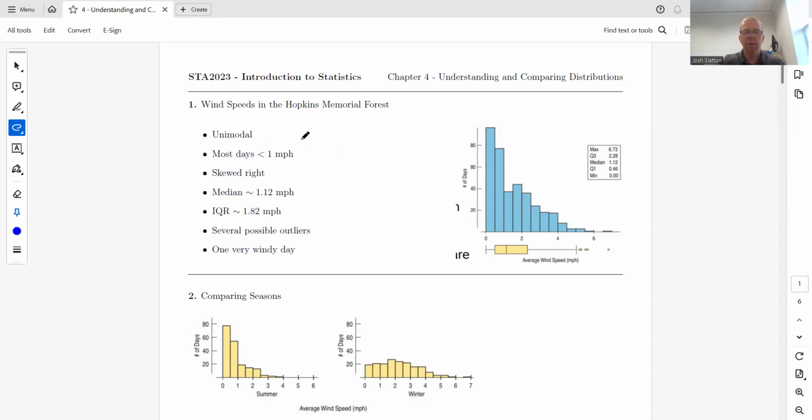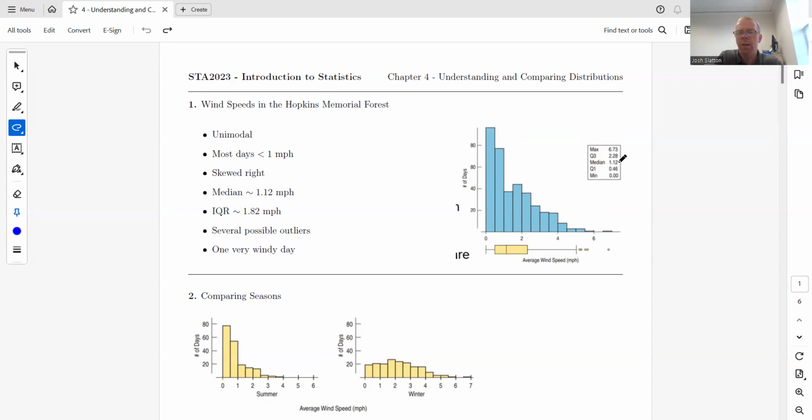And so you can see it says unimodal. So if you remember, unimodal is the mode is the highest bin in the histogram. So we only have one mode. Most days would be less than 1 mile per hour. So we see the 2 tallest bins there. Skewed right, the long tail is coming to the right.